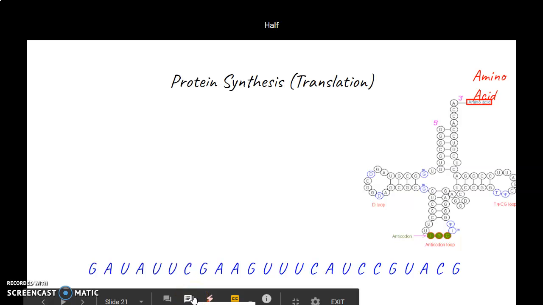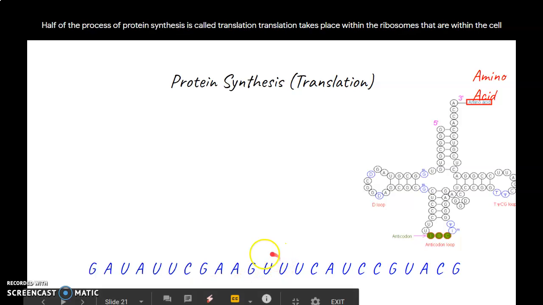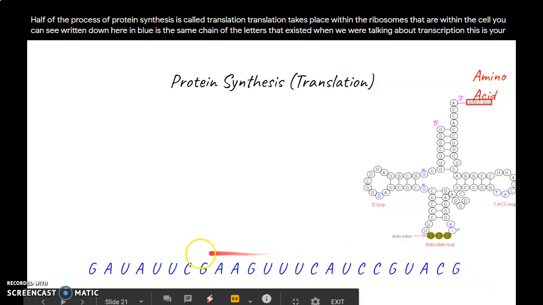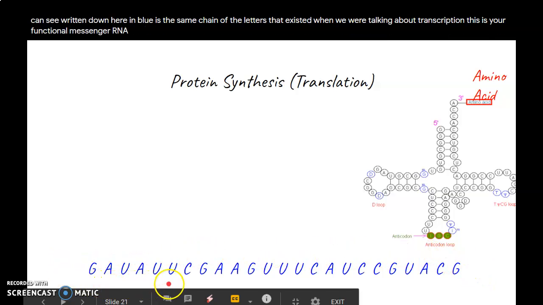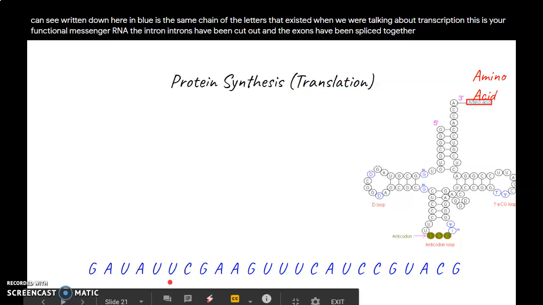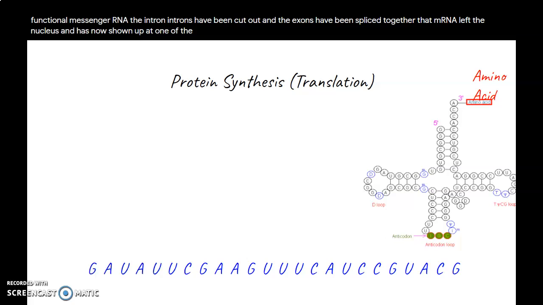The second half of the process of protein synthesis is called translation. Translation takes place within the ribosomes that are within the cell. You can see written down here in blue is the same chain of letters that existed when we were talking about transcription. This is your functional messenger RNA. The introns have been cut out and the exons have been spliced together. That mRNA left the nucleus and has now shown up at one of the ribosomes.